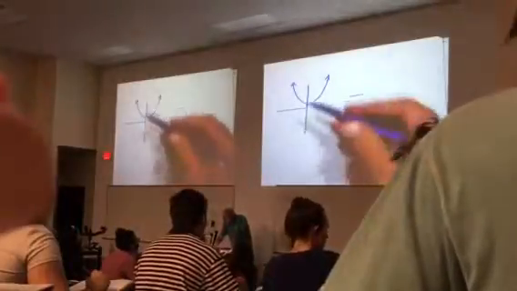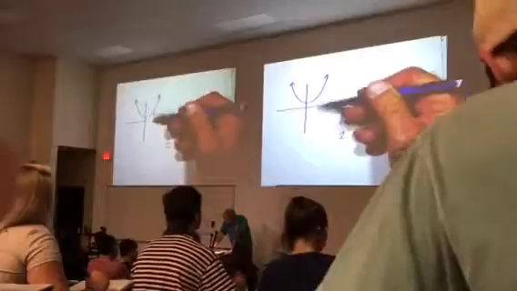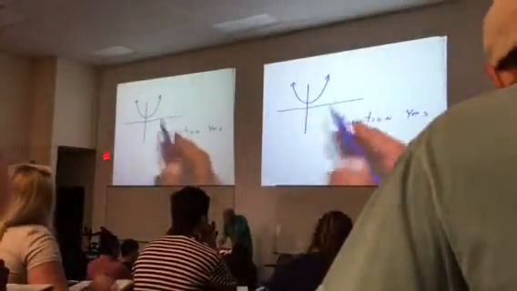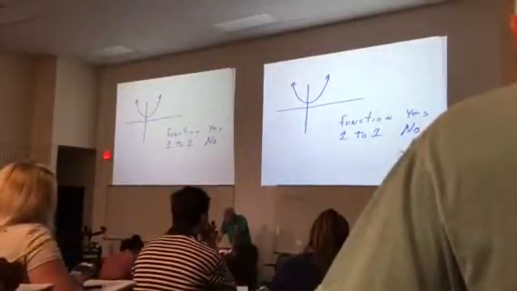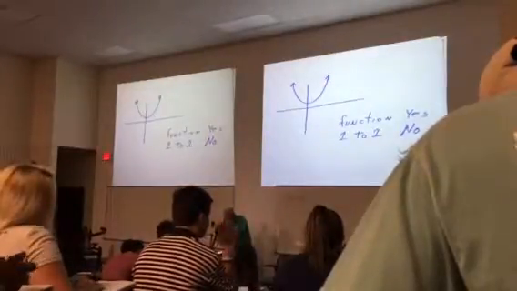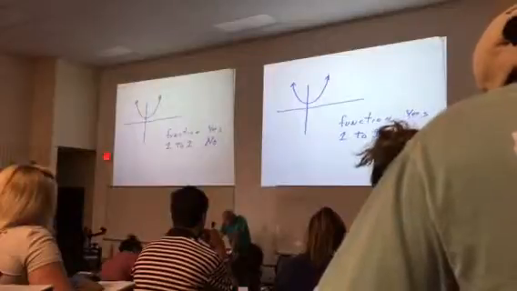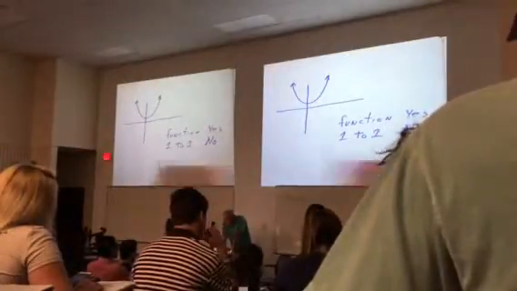So if I'm testing each x, one y, I'm drawing vertical. If I want to know each y, one x, horizontal. No, not 1 to 1. No inverse. Function, not 1 to 1. To be 1 to 1, each x, one y, each y, one x.